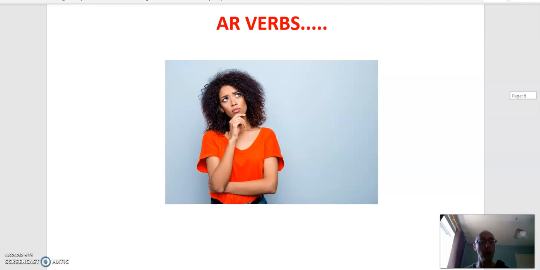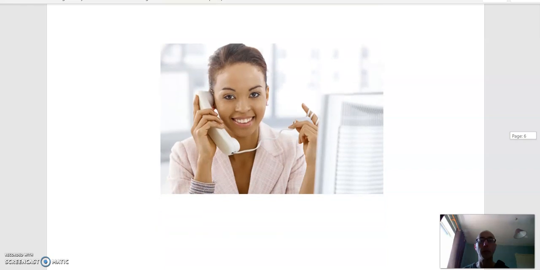So we're going to start with some AR verbs. ¿Cómo se dice en español? Pensar. To think. That's a regular AR verb. That's a radical changing verb in the present tense. But in the past, it's totally regular. And this happens with a lot of radical changing verbs. So let's look at some more AR verbs.